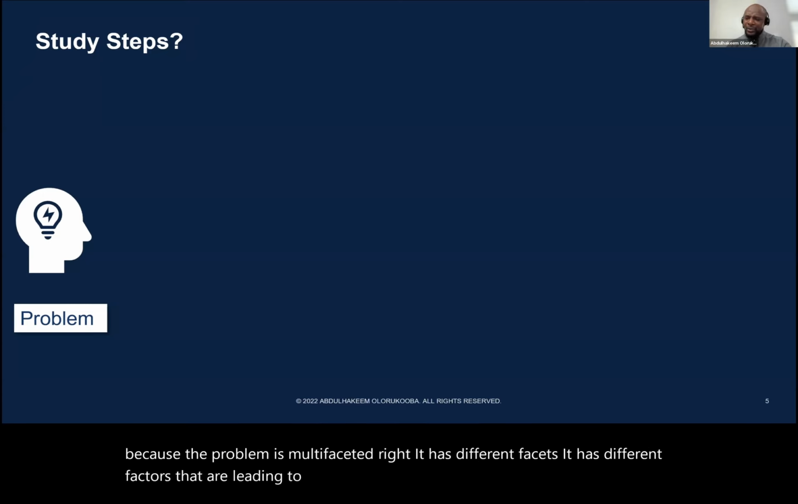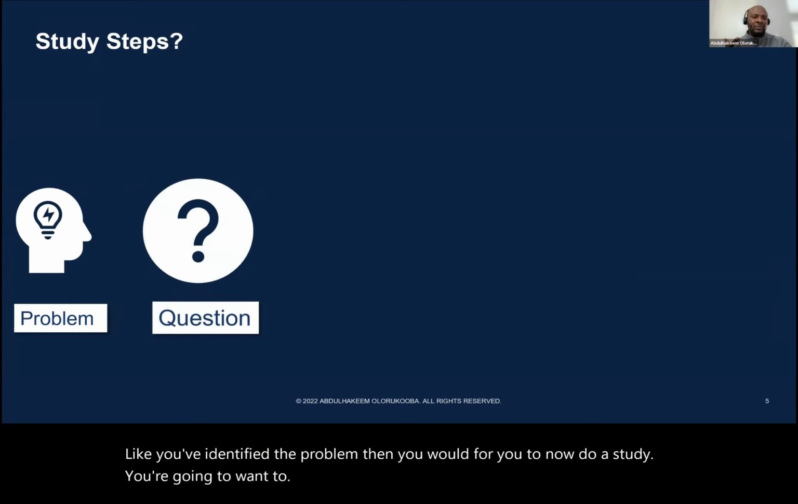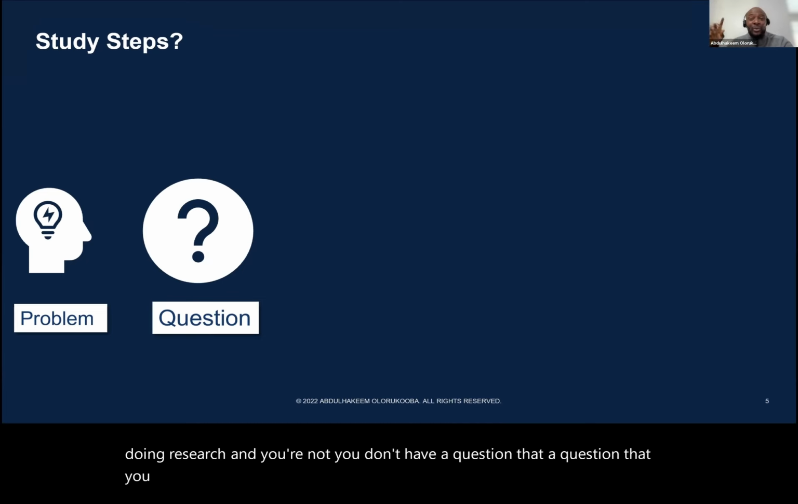So the next thing that you want to do, you've identified the problem, then for you to now do a study, you're going to want to develop a question. There's a research question. That's the question that is going to guide your research study. Okay. And that's very, very, very important. So if you're saying you're doing research and you don't have a question that you are looking for answers to, you are doing it the wrong way. Let me put it that way.